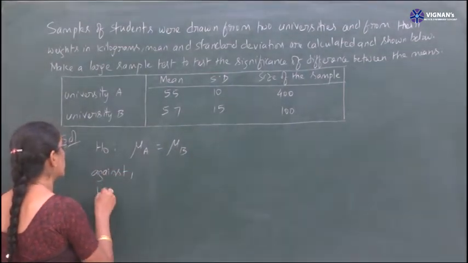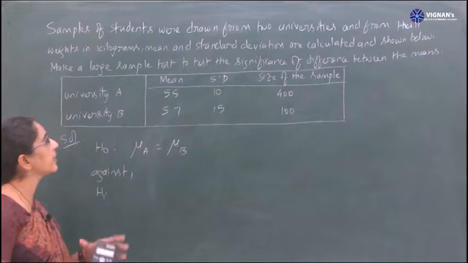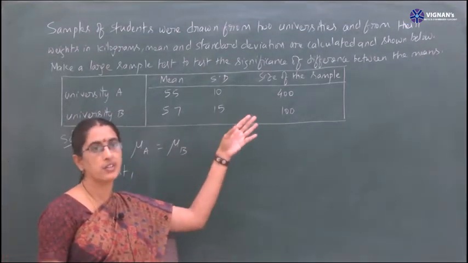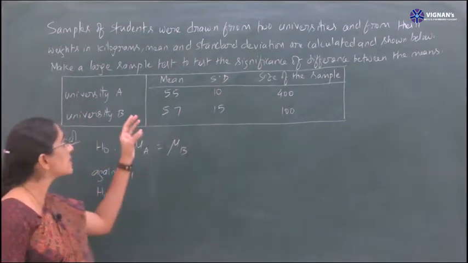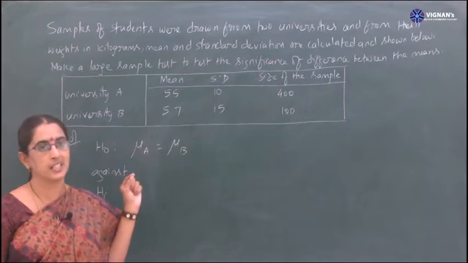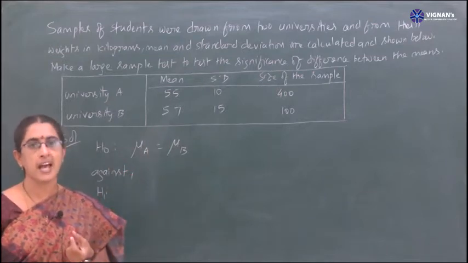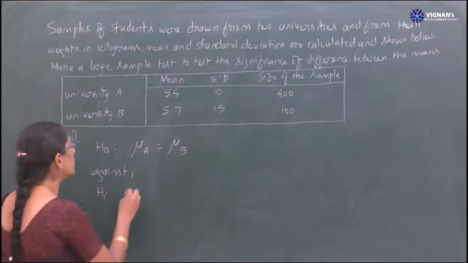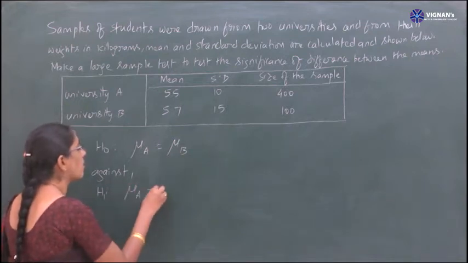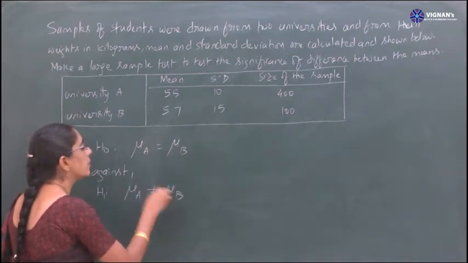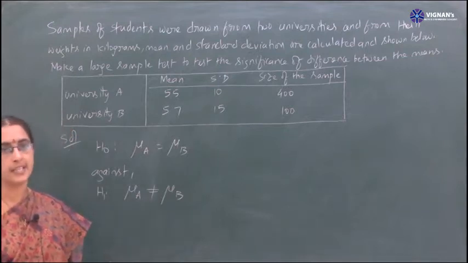H1, the alternative hypothesis. So here we have no comparative words in the question. They are just asking you to test the significance of difference between the means. So when there are no comparative words, the alternative hypothesis is always two-tailed, that is mu A not equal to mu B here.